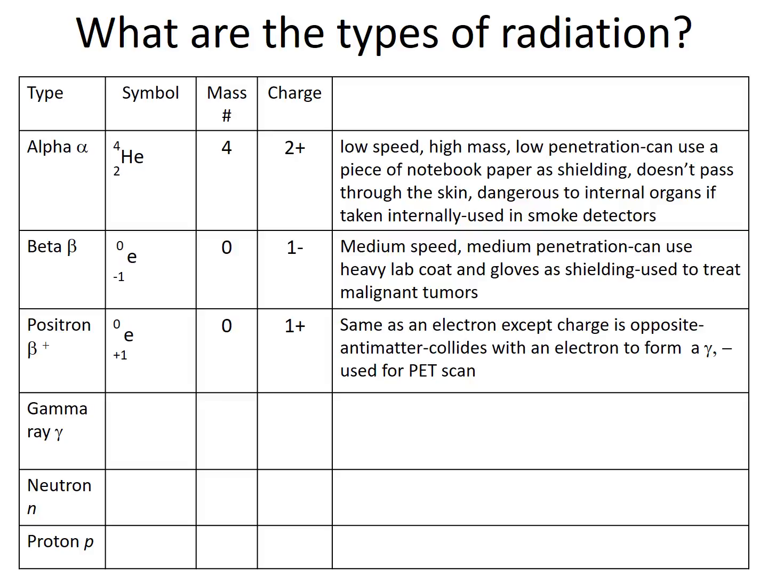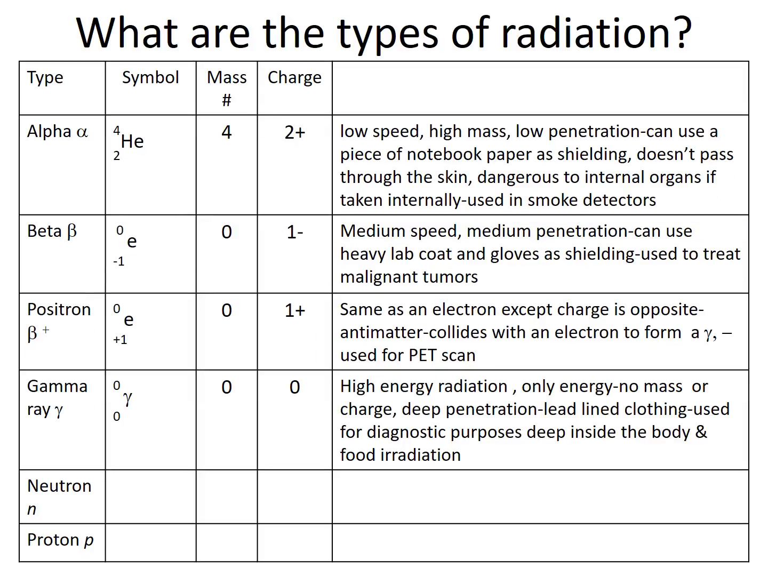Now a gamma ray, which is actually a piece of high energy radiation, would have no mass and no charge, but would be just a piece of radiation, a photon, a quantum of energy. It's only energy, it's not mass. It's very penetrating. It can get through lead. If the lead is not thick enough, it'll go through lead.